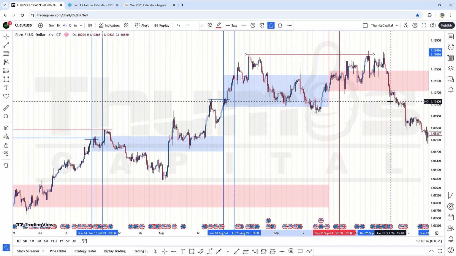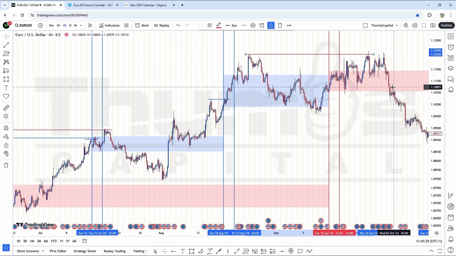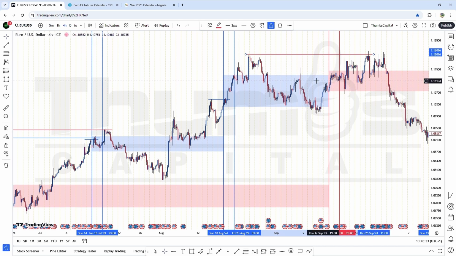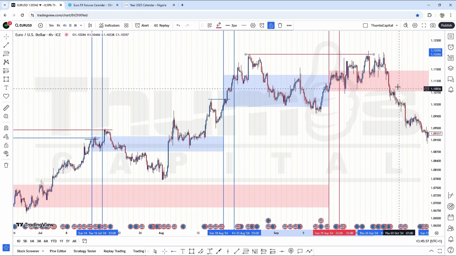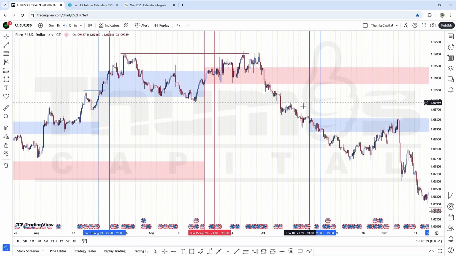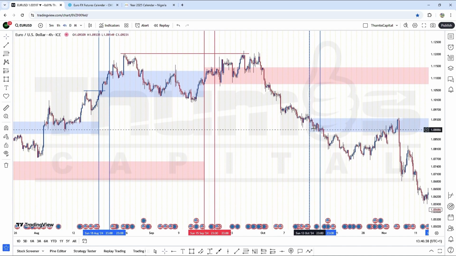After breaking the control block, you can see the price retested that control block right here so that they can add positions, and maybe for the buyers that are still in the control block to flip their position, and from there the sale started.